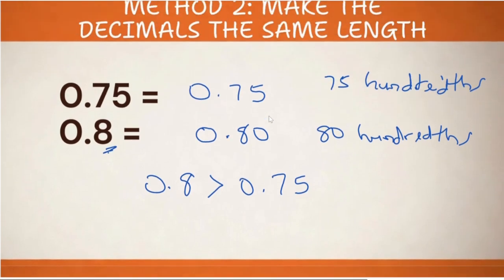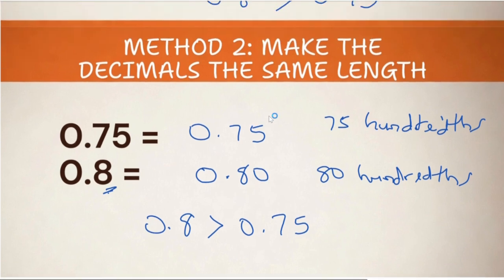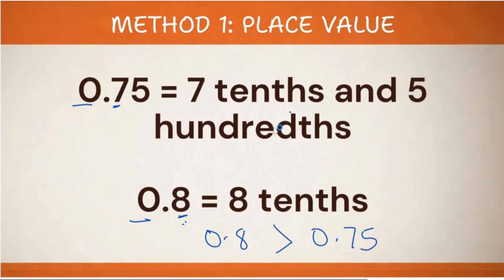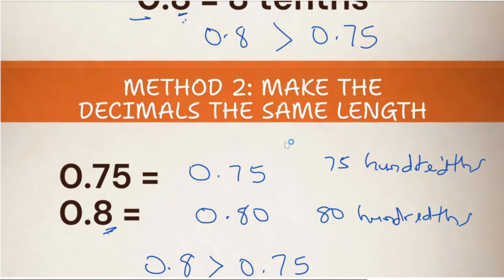But this second method is the easiest and the safest for exams. Just make them have the same length and then compare the digits, or use place value.